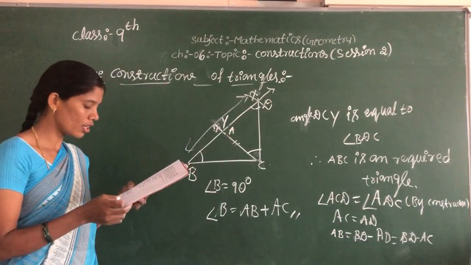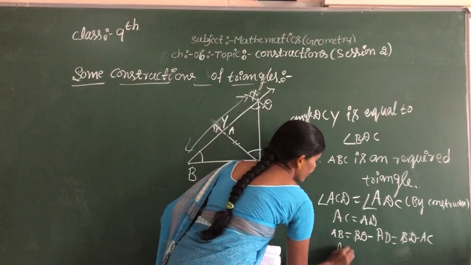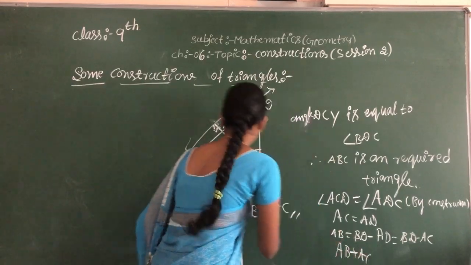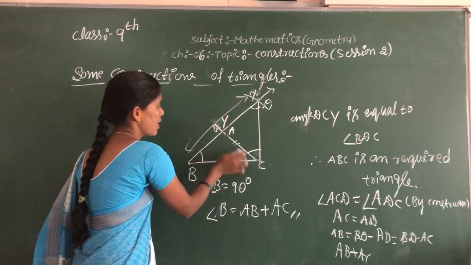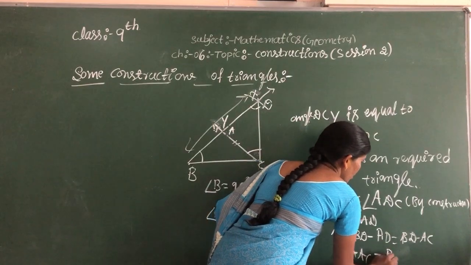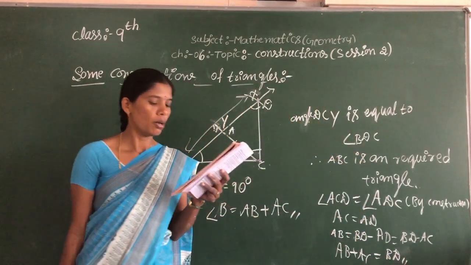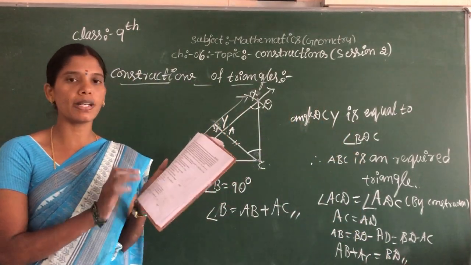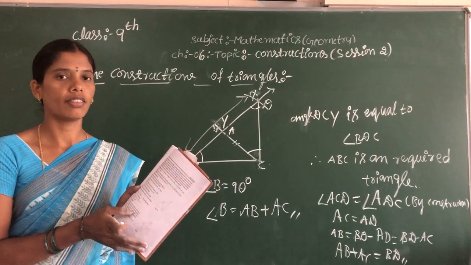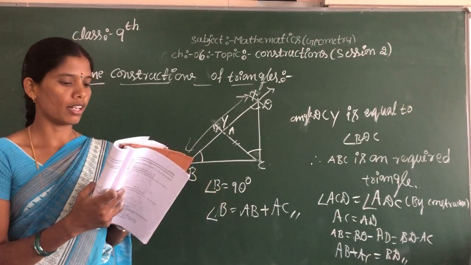Now next, AB plus AC is equal to BD. This is the proof. So the alternate method is that. We should draw this figure.